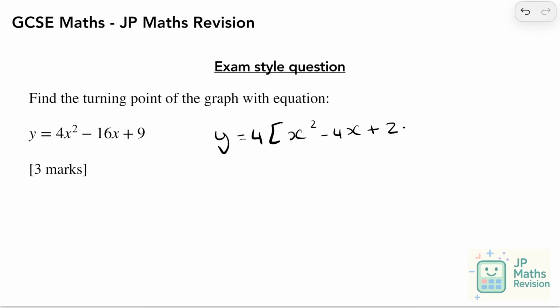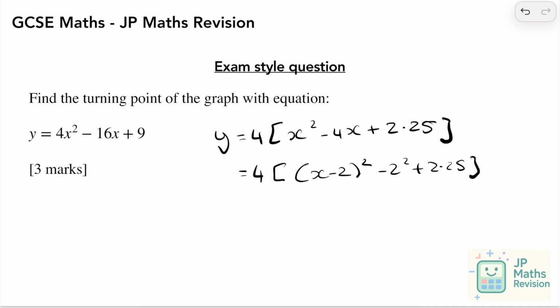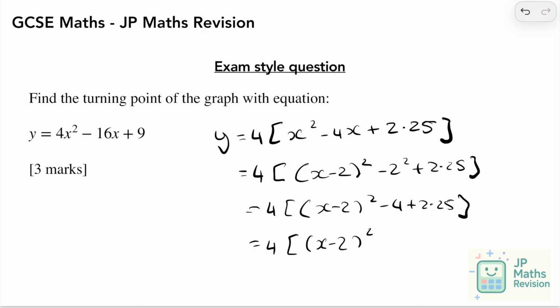So that is 2.25. So if we complete the square of what's in the bracket, we end up with (x - 2)² - 2² + 2.25. So that's going to be 4 bracket (x - 2)² - 4 + 2.25. So we have 4 bracket (x - 2)² + 1.75. So if we times it out by 4, we get 4(x - 2)² + 7.